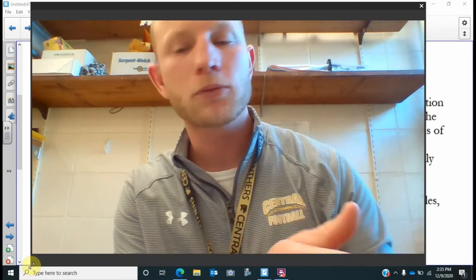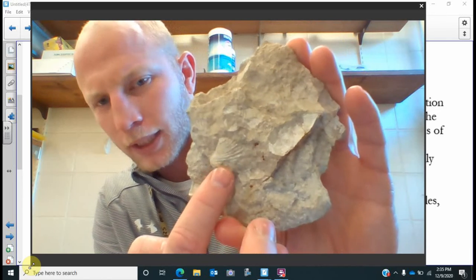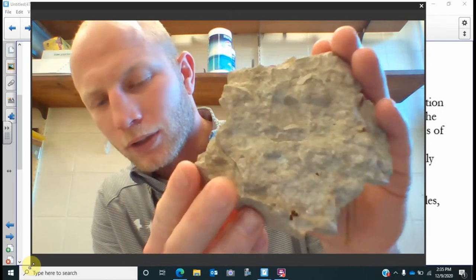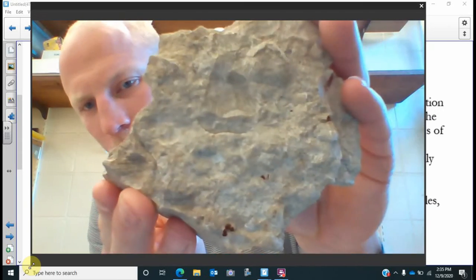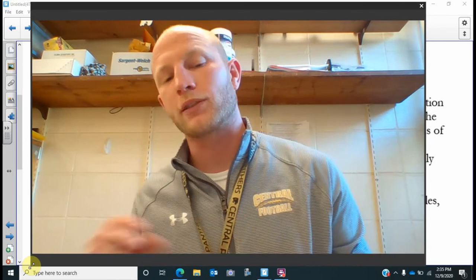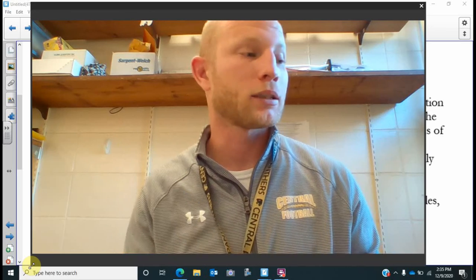Here's some limestone. So you can see a shell pretty nicely right here. You can see a little bit of a shell right here. You can see some other shells also on the back side of this one. So there's fragments. We can see distinct parts of other things in this. So that's what we call fragmental or clastic. Okay.